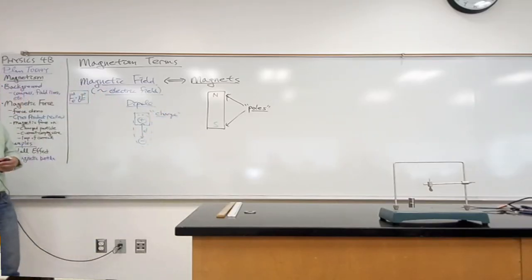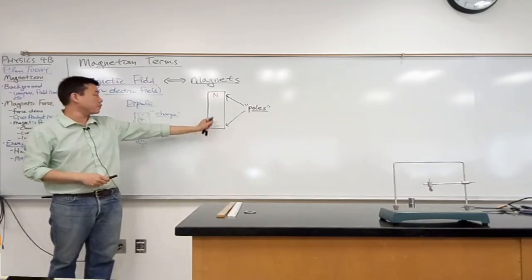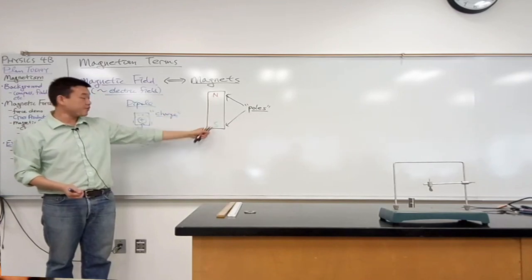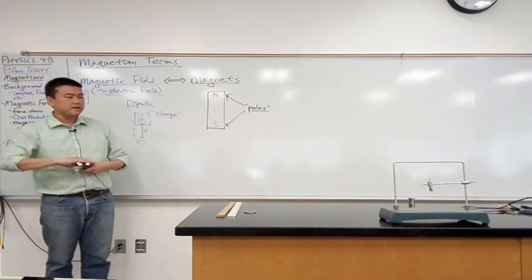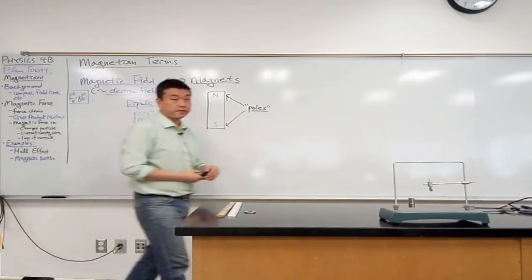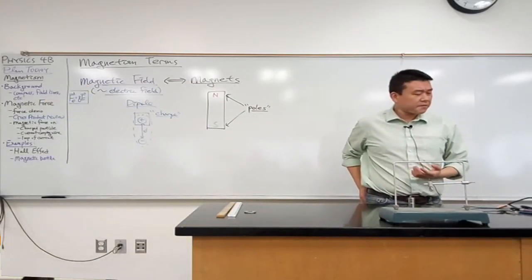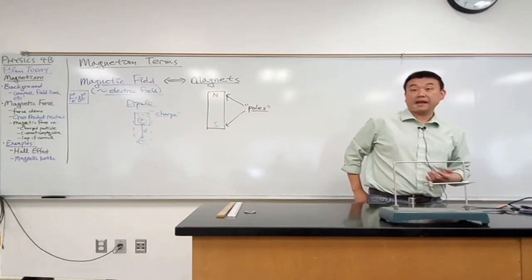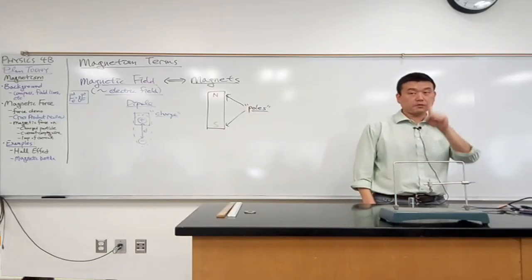So the question is, why do we use a different word for this? Why do we simply not say it's a north charge and south charge? Like, in other words, how is magnetism different from electricity in one key way? This is something I hope you already know. I'm just trying to highlight it. But magnetism is different from electricity in one key way.